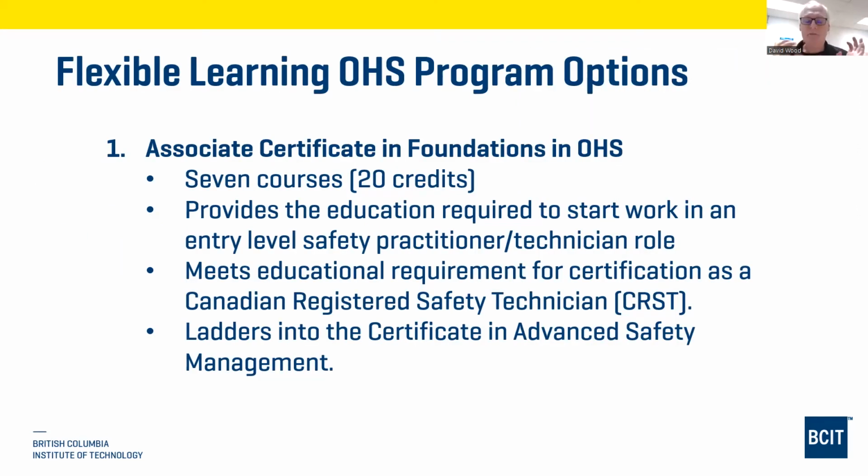So we have a couple of different programs at BCIT in flexible learning. The first, if you are just starting out, is an associate certificate in foundations in occupational health and safety. This is a 20 credits or 7 courses. So this associate certificate is designed to give you the education required so you can start work in an entry-level safety practitioner or technician role. So you get enough education, enough training that you can go into the workplace and start work.